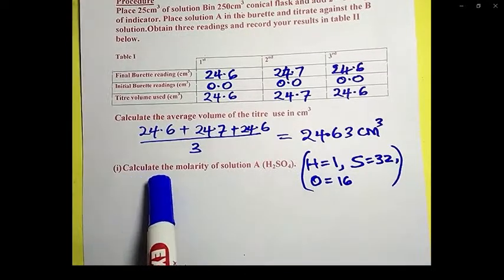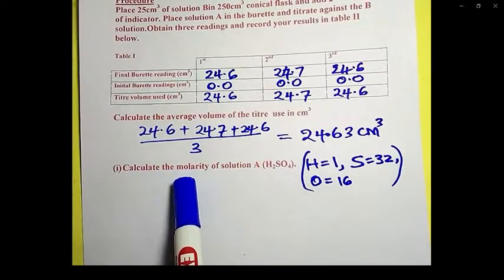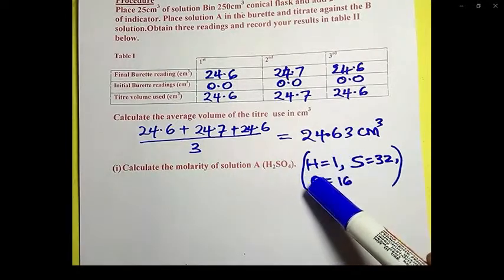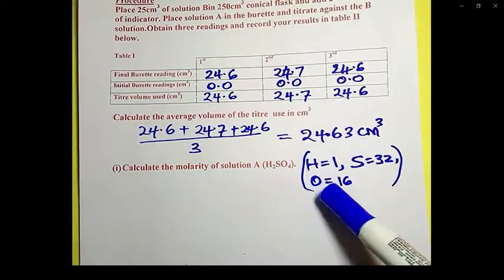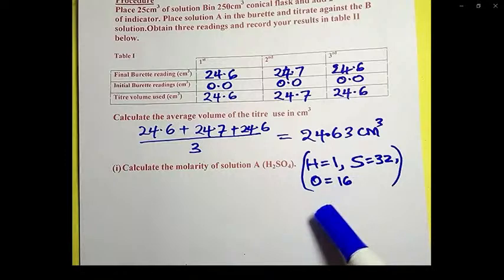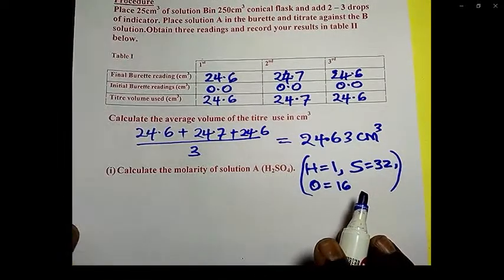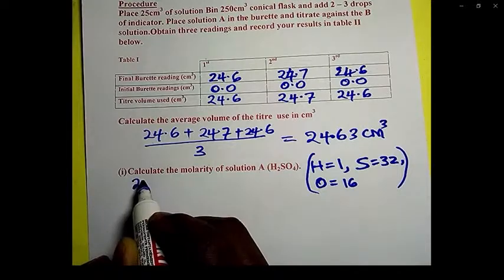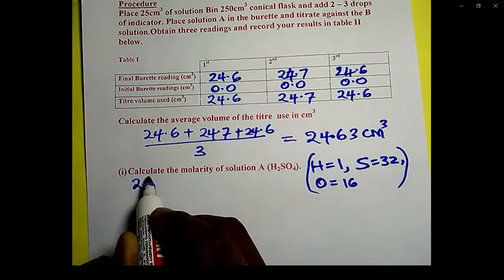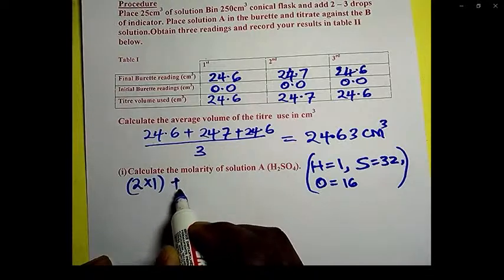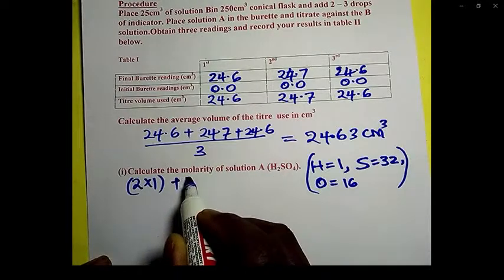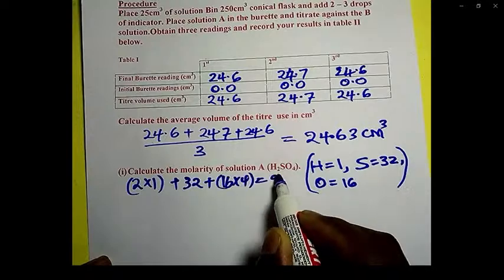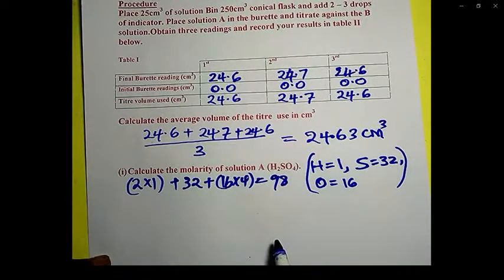Calculate the molarity of solution A, sulfuric acid. We have been given the relative atomic mass of hydrogen, sulfur, and oxygen, meaning that we can get the RFM of sulfuric acid. So first let us get the RFM of sulfuric acid. So hydrogen, it is 2 times 1 plus 32 plus 16 times 4. This one will give us 98 grams.